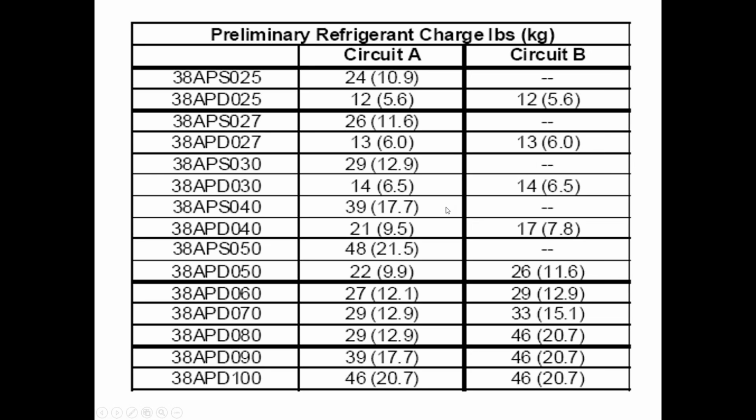And I talked about the preliminary charge in a unit. These are for the APSs and APDs. Again, when you look at that chart, let's say you got an APD 50. Circuit A needs 22 pounds, circuit B needs 26 pounds. Well, this is if you have 25 feet of pipe only. If you got more than 25 feet of pipe, you need to start calculating the additional feet of pipe.